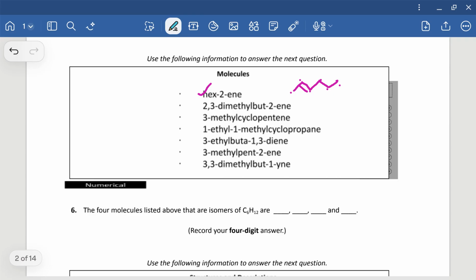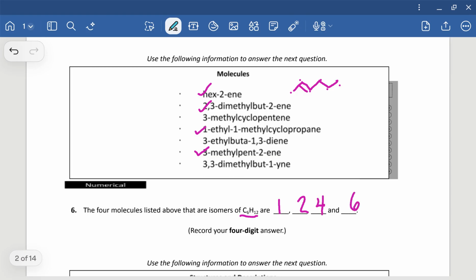Just drawing them all out and seeing which ones would follow 6 carbons, 12 hydrogens. So going through it, number 2 will work. Number 3 does not. Number 4 does work. Number 5 does not. And number 6 does work. Number 7 does not. So if you were looking at this one, it would be 1, 2, 4, 6.